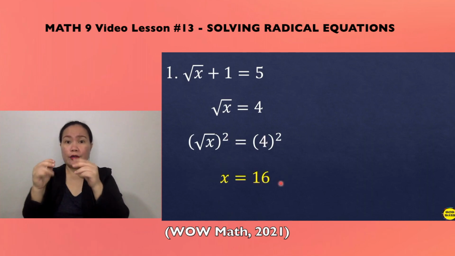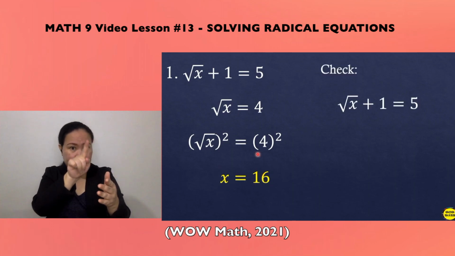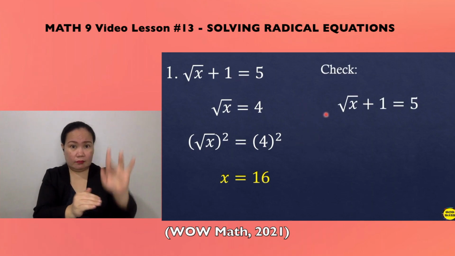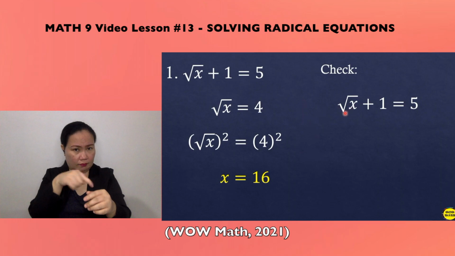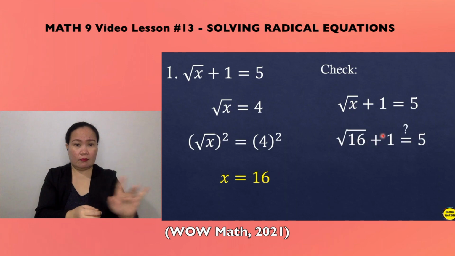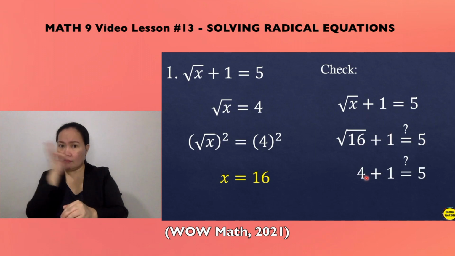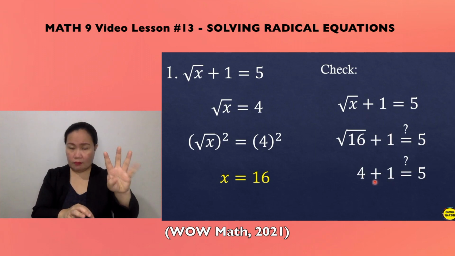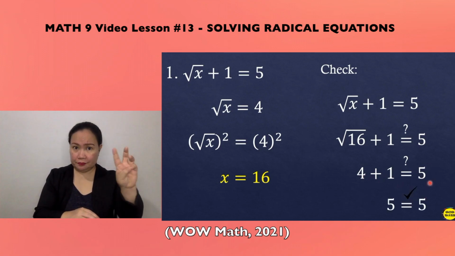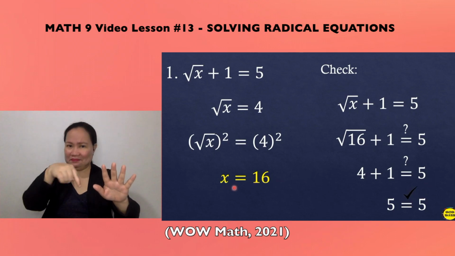So to check na tama yung nakuha nating value ng x, so using the original equation, i-check natin kung true ba yung solution na nakuha natin. So substitute lang natin yung value ng x, and that is square root of 16 plus 1 is equal to 5. So tingnan natin. Square root of 16, that is 4, plus 1 is equal to 5. So 4 plus 1, the answer is 5, is equal to 5. So therefore, yung solution na nakuha natin is true. Okay, ibig sabihin, tama ito. Next.